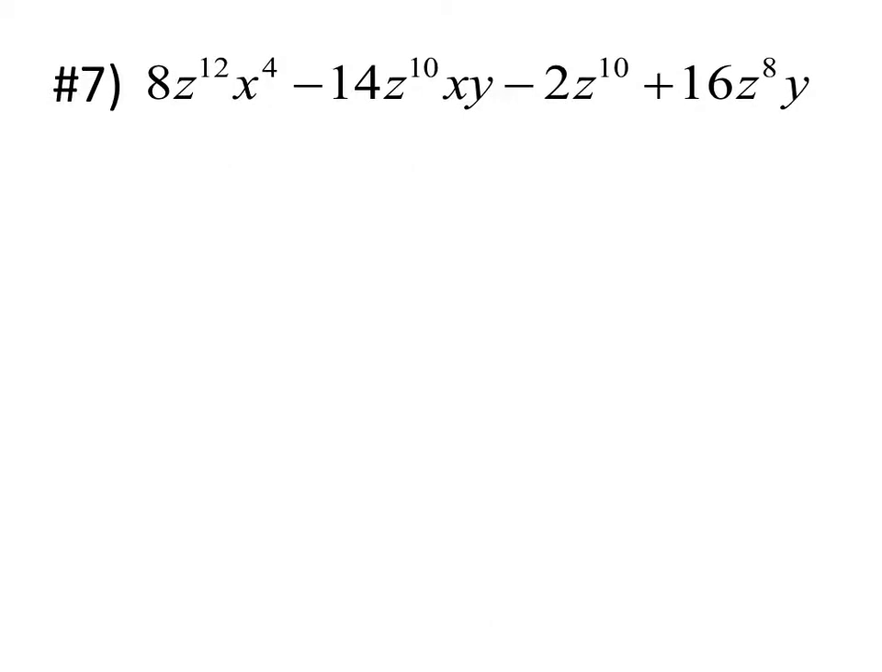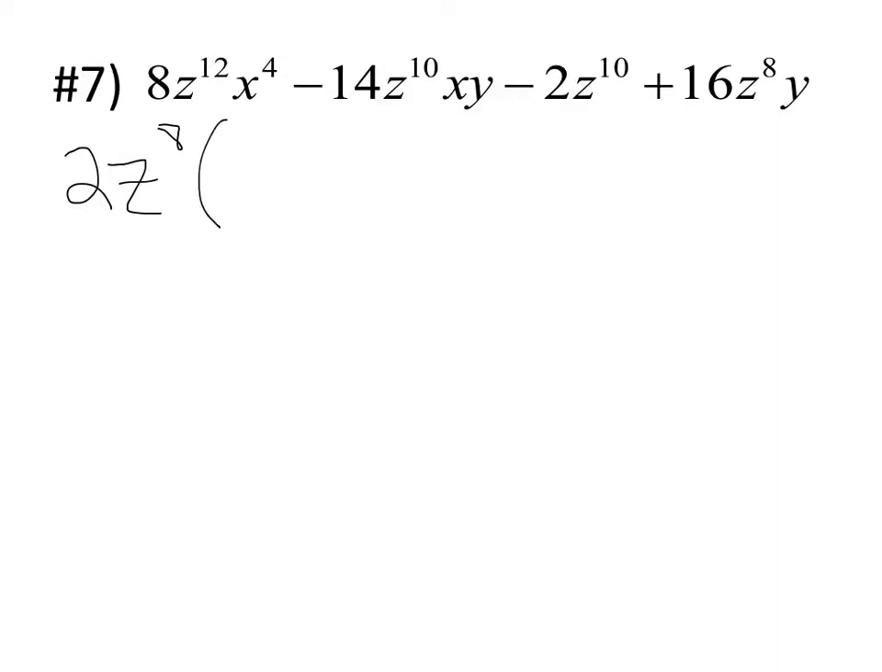Okay, let's try this one. So we have 8, 14, 2, and 16. So we're going to factor a 2 out of that. And then let's keep our variables in order. We'll look at x next. Not all of them have an x, so I can't pull an x out. Let's look at the z's. So we've got 10 z's, 10 z's. Okay, so I can pull out 8 z's. And they don't all have y's, so that's the most I can pull out.